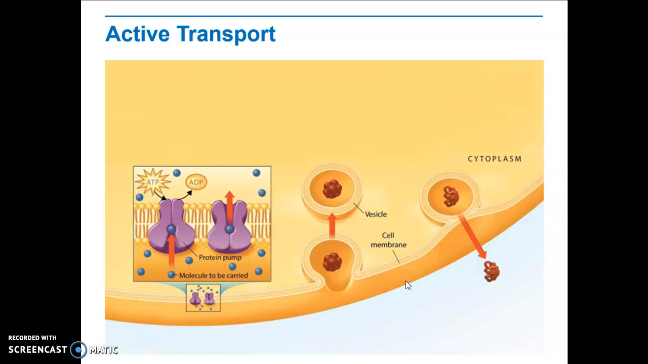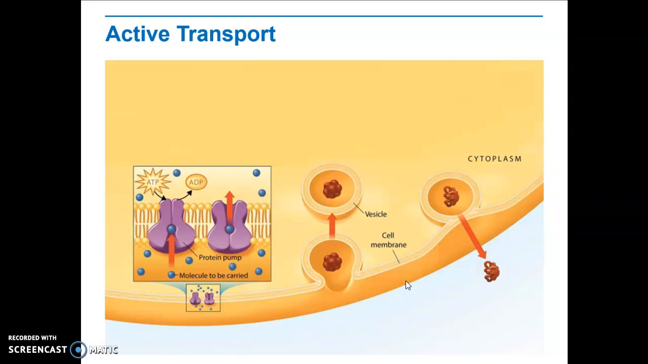So what if a cell needed to move materials against the gradient, from an area of low to high? This is where you would need energy to work against the natural flow of diffusion. Energy is needed to get these substances into or out of the cell because the membrane is selective. For some substances that can't pass through the membrane freely, we end up using active transport, which again requires energy.